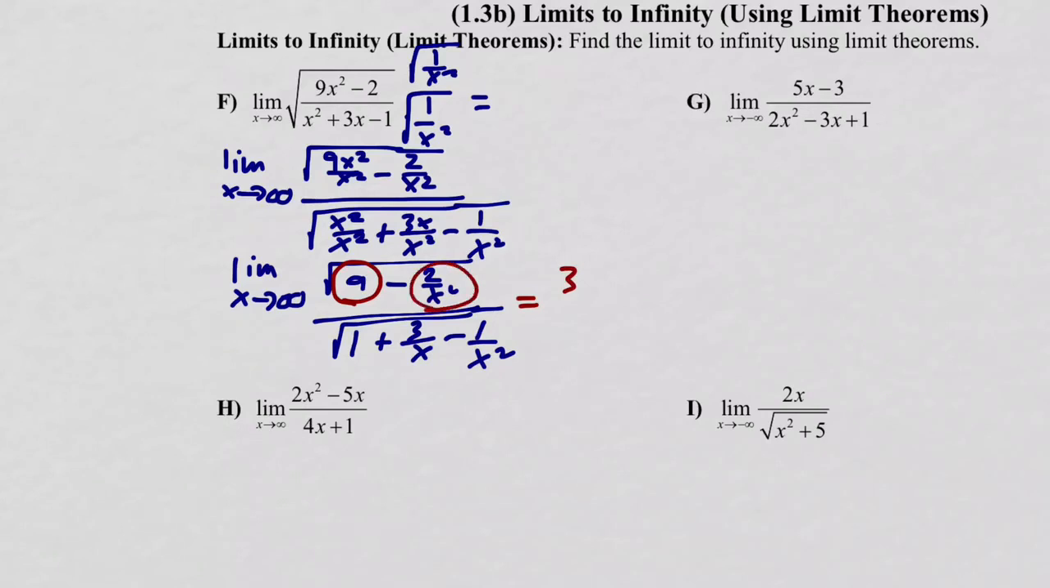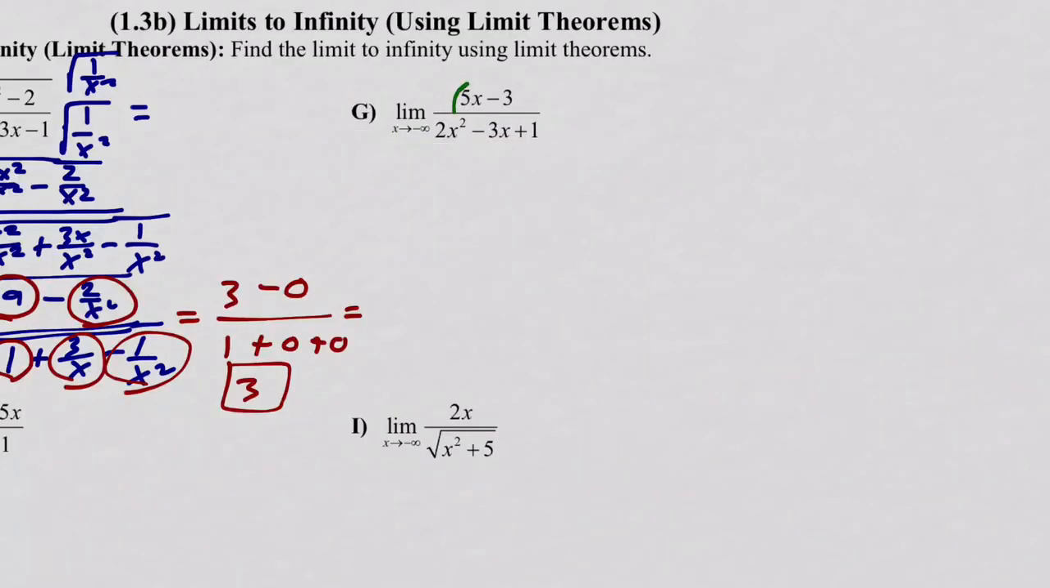The limit as x approaches infinity of 2 over x squared will get us 0, and the square root of 0 is 0. The limit as x approaches infinity of 1 is 1. Take the square root, we get 1. This will get us 0, and this will also get us 0 for our limit. So our answer in this case is positive 3.